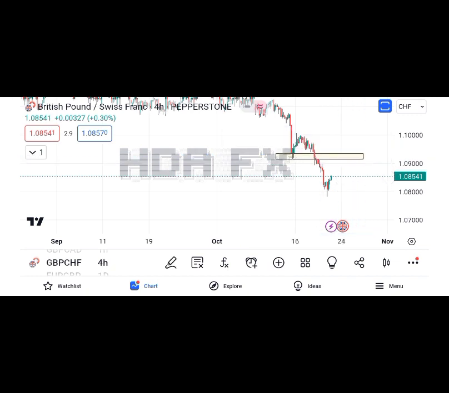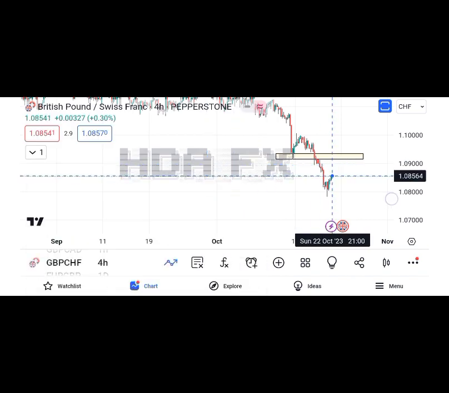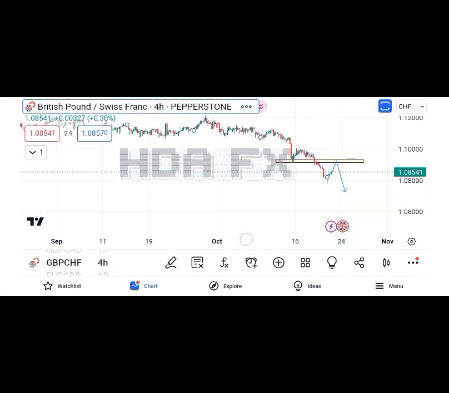So I want to see price move upward. Maybe Monday, Tuesday, I'll be scalping some buys up to this point here. When price gets here, I'll be expecting price to sell from this zone. And anything can happen in the market.